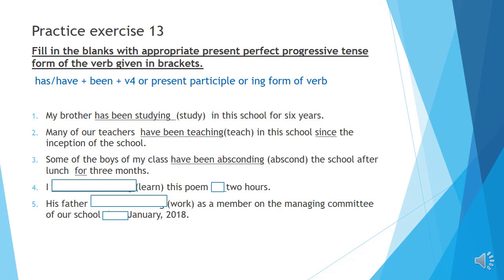Okay. Number 4. I dash learn this poem dash 2 hours. Here after the word I we use the word have, then been comes, then learn. The ing form of learn is learning. So the answer is I have been learning this poem. Here a period of 2 hours is given, so we use the word for. Okay, children, I have been learning this poem for 2 hours.